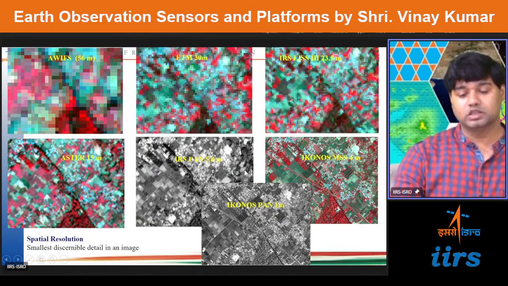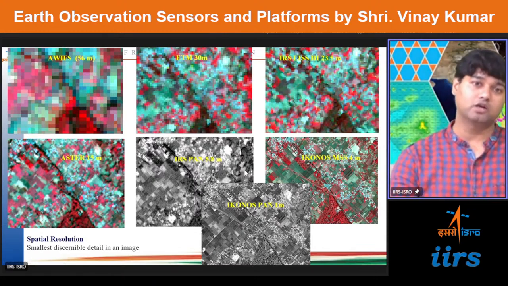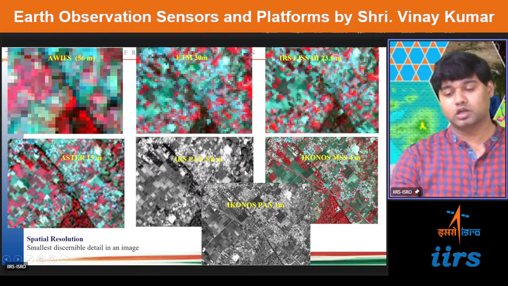Here you can see this is the IRS 6 meter panchromatic data. The agriculture boundaries are clearly identified, but as panchromatic is a single band, it appears in grayscale. Then IKONOS multispectral data with 4 meter resolution. You can see the detailed feature discrimination present in this particular image. But here also the shape of the features is not that clear, while in case of panchromatic, it is comparatively better.